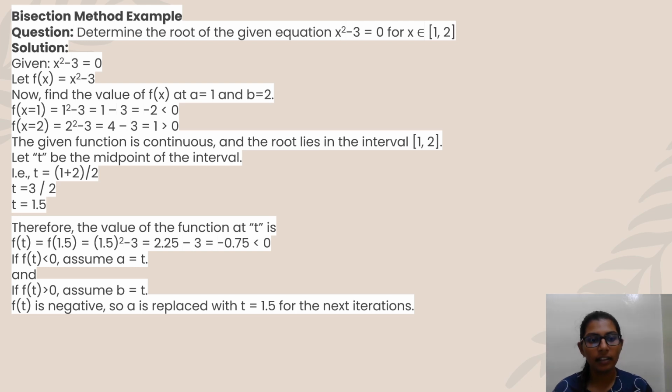Next, the given function is continuous and the root lies in the interval 1, 2. Let t be the midpoint of the interval. t is equal to 1 plus 2 divided by 2, so t is equal to 1.5. For f of 1.5, you substitute 1.5 in x place. Then the answer is minus 0.75, which is less than 0. F of t is negative, so a is replaced with t equal to 1.5 for the next iterations.